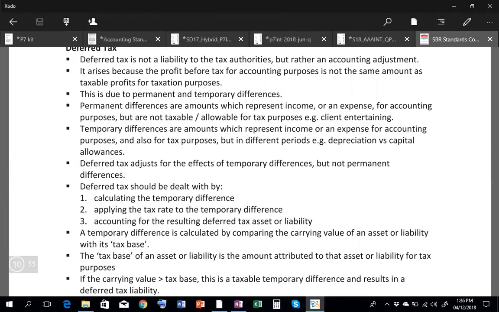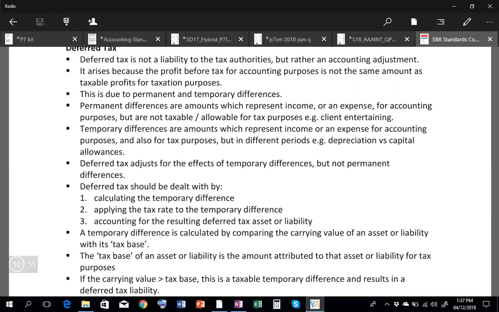Deferred tax arises from the differences between accounting profits and taxable profits, that is, between the carrying value of an item and its tax base. The carrying value is what we have recognized in our financial statements, and the tax base is what is used for tax purposes, because there are many things the taxation authority does not consider at all. Those are permanent differences, which we do not account for, and then we have temporary differences, which give rise to taxable temporary differences and deductible temporary differences.